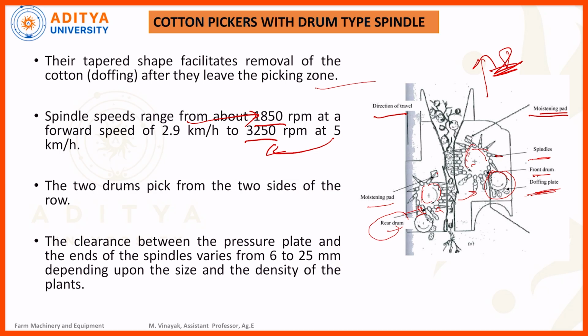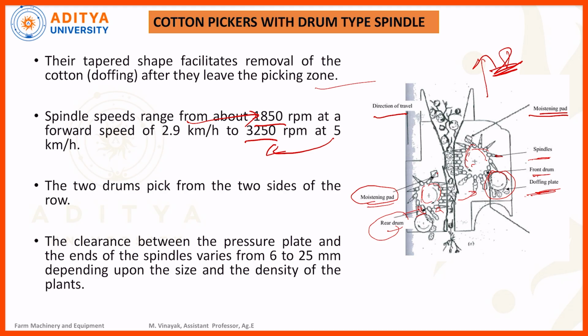One thing we need to remember: the spindle is what picks the cotton ball from the plant. The doffing zone is nothing but the collection zone. Front drum, rear drum, different types of drums are there for attaching the spindles. The main purpose of the moisturizing pad is that some oil is applied onto the spindles, so that they easily attract the cotton balls.